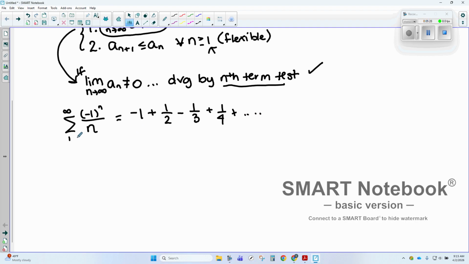So if we want to do the alternating series test, we take the limit as n goes to infinity of the piece that is not the alternating part, which would be 1 over n, and that goes to 0.